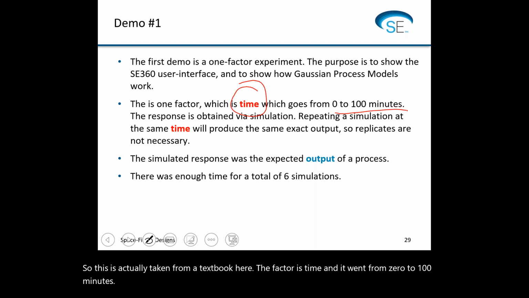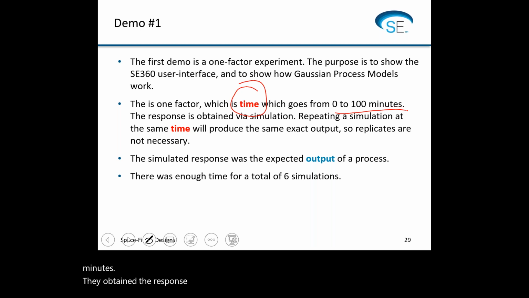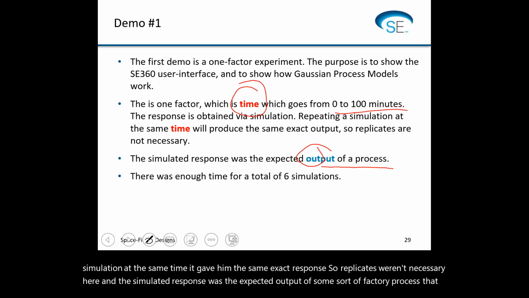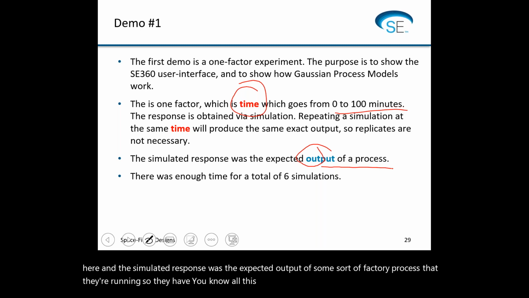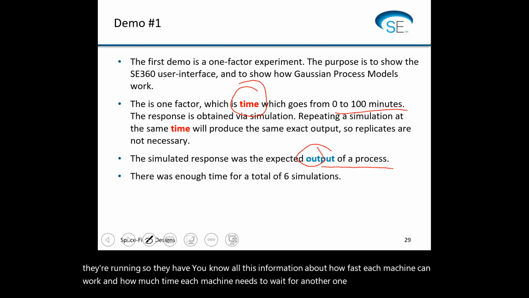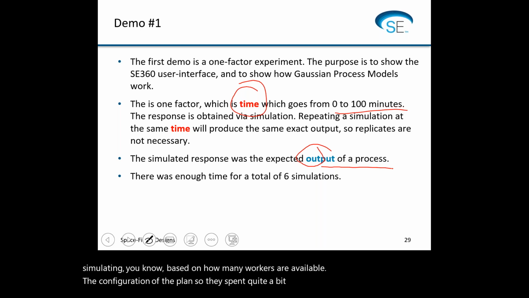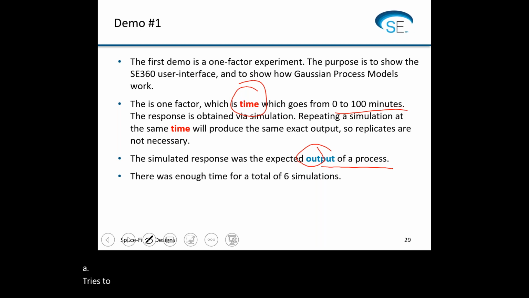They obtained the response via simulation. Of course, in this case, when they did the same simulation at the same time, it gave them the same exact response, so replicates weren't necessary here. And the simulated response was the expected output of some sort of factory process that they're running. They have all this information about how fast each machine can work and how much time each machine needs to wait for another one, and they simulate based on how many workers are available and the configuration of the plant. They spent quite a bit of time writing a simulation that tries to emulate what's going on in the factory, based on them setting some sort of production time.